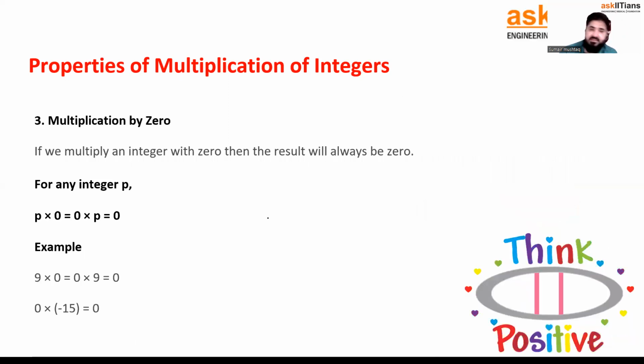Fine. Now the next thing is the multiplication by 0. If you multiply anything by 0, let it be any positive, negative, anything, it will always be equal to 0. Is that clear? So take a note of this as well.